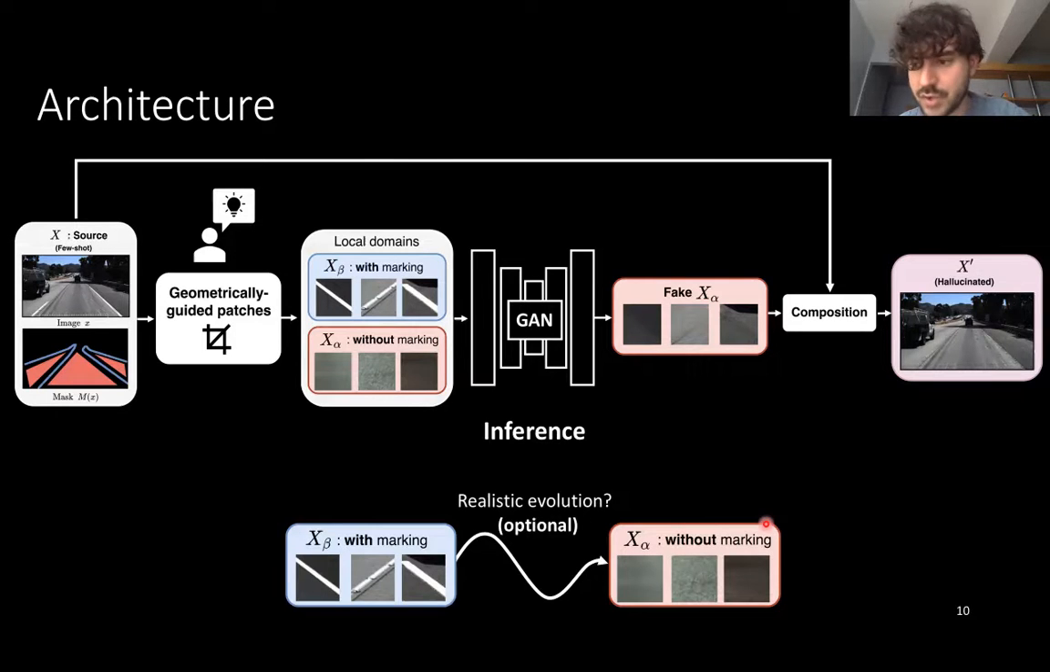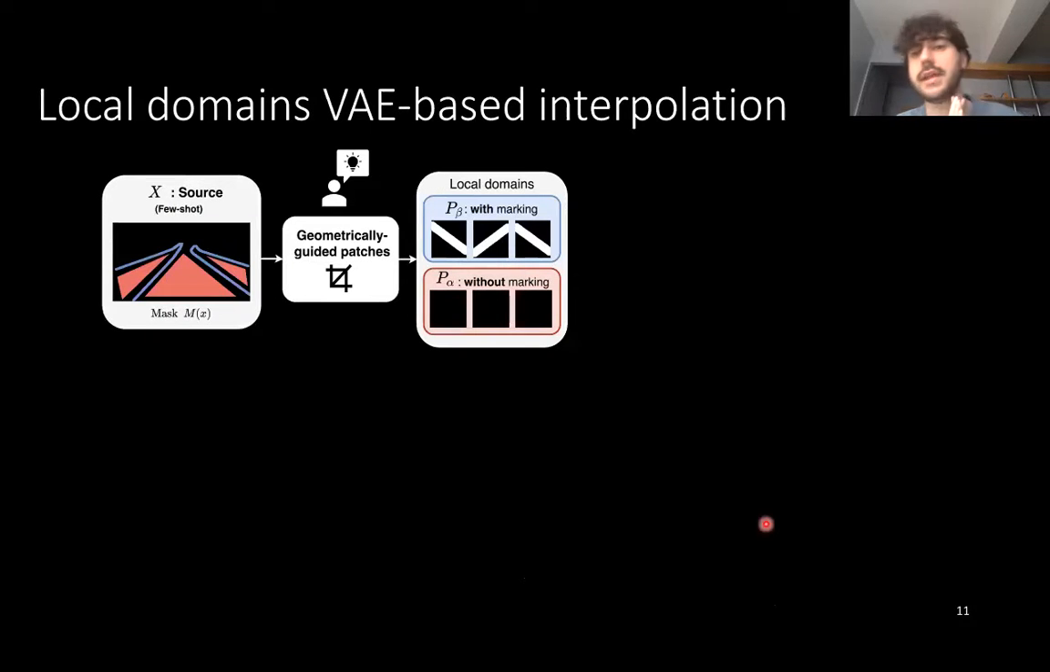So in order to do this, we train a local domain variational encoder-based interpolation strategy. Our idea is to extract the same knowledge that we have about the local domains, not only on images, but also on the assisting mask that we use for the task. For instance, let's suppose that we have the mask of the X domain here, and we can exploit our human interpretation of the problem in order to extract local domains on patches. So in this case, we have the local domain on the patch with marking, so P beta, and the local domain of the patches without marking, so P alpha.